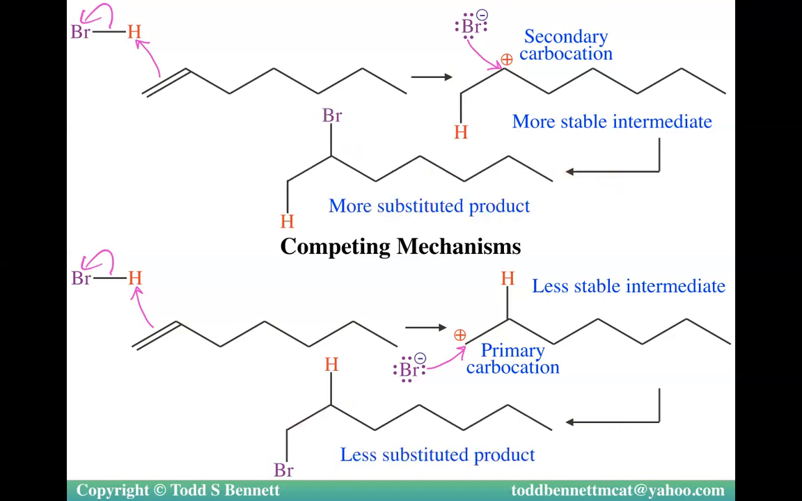And here's your final product. The more substituted, the 2-bromo, and the less substituted 1-bromo. Major product, minor product, because it went through the more stable intermediate and had the lower energy transition state to begin with. The higher energy transition state is a little more crowded, and has a less stable intermediate.